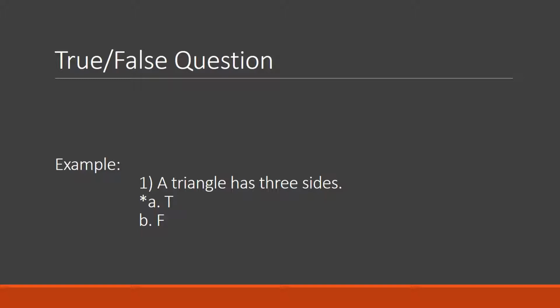The way we tell Respondus which is the correct option is by typing an asterisk in front of the correct answer. In this case, the answer is true, for a triangle has 3 sides, so the asterisk goes in front of the letter A. Notice that there's no space between the asterisk and the A. If there was a space, there will be an error and you will not be able to export this question into Respondus.